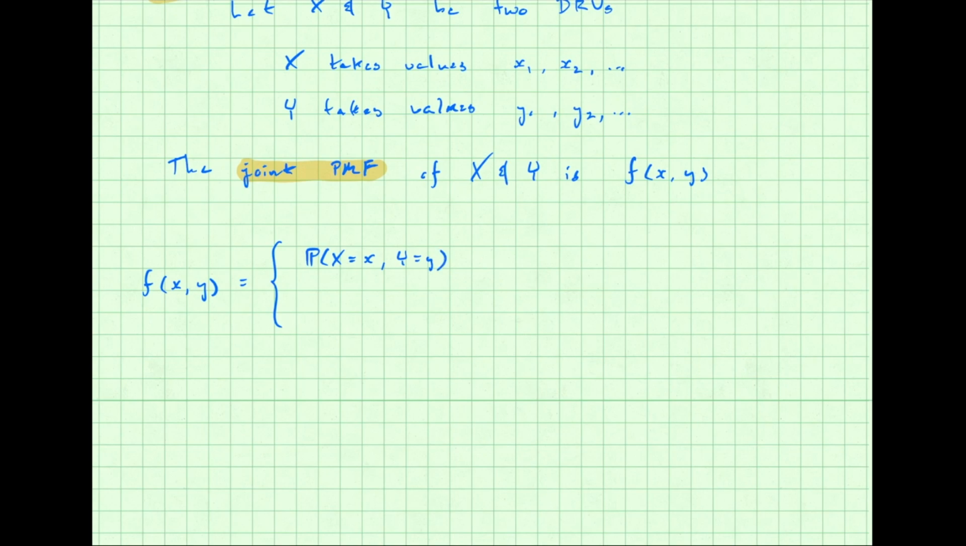Right, so that's if x is in x1, x2, and so on, and y is in y1, y2, and so on. And then otherwise, if the arguments little x and little y aren't in those sets, then it's 0.